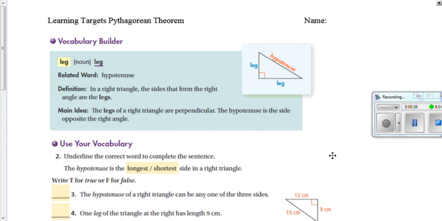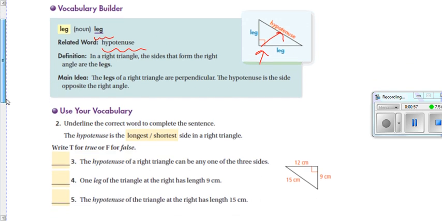All right, so quick recap of our vocab. Words that you're going to hear when you're talking Pythagorean Theorem are leg and hypotenuse. In a right triangle, the sides that form the right angle are called the legs. The legs of a right triangle are perpendicular, meaning they meet at a right angle, which we know. The hypotenuse is the side opposite the right angle. So your hypotenuse is the side that's directly across from that right angle. It is also going to be the longest side in your triangle. The other two sides are the legs. So the ones that form the right angle are the legs.